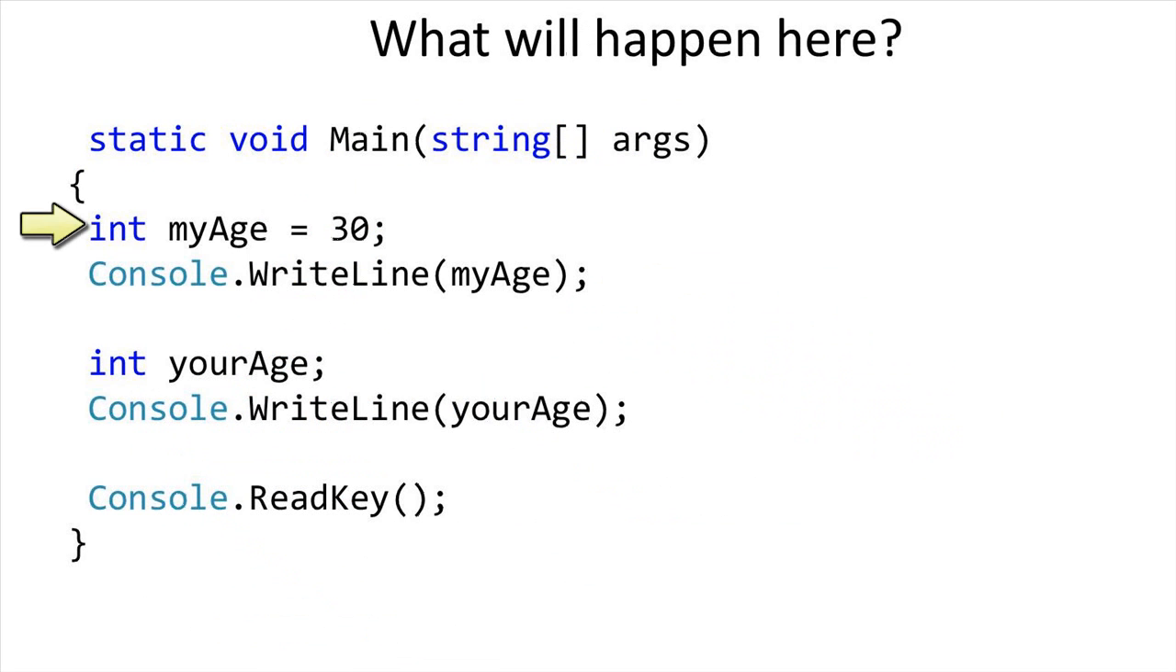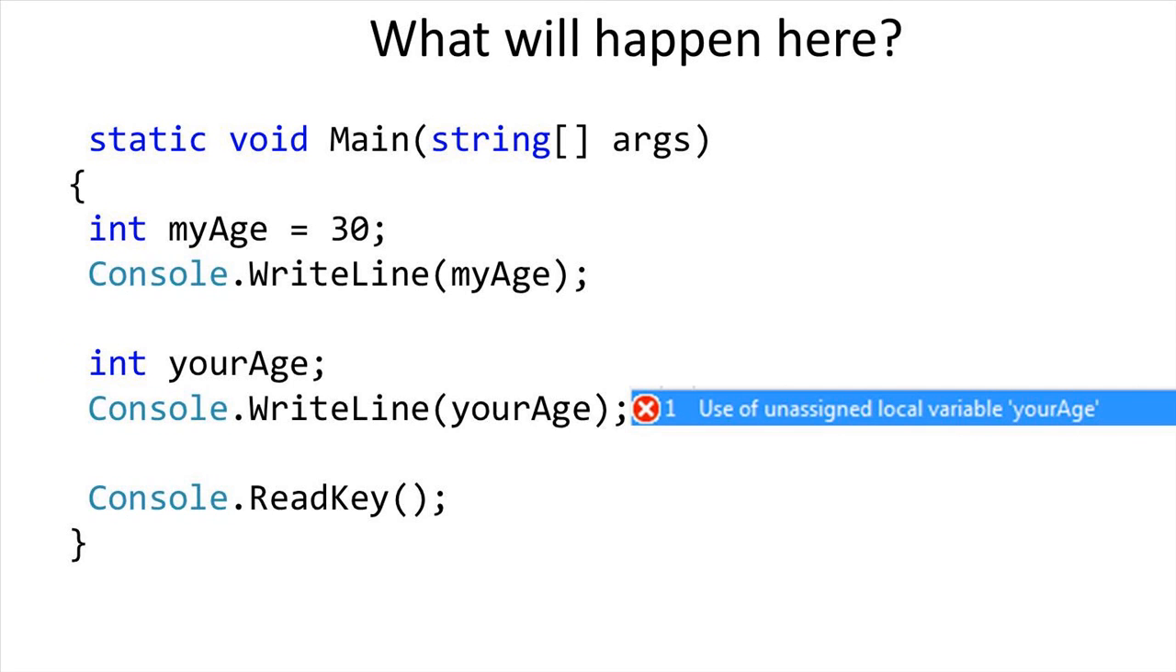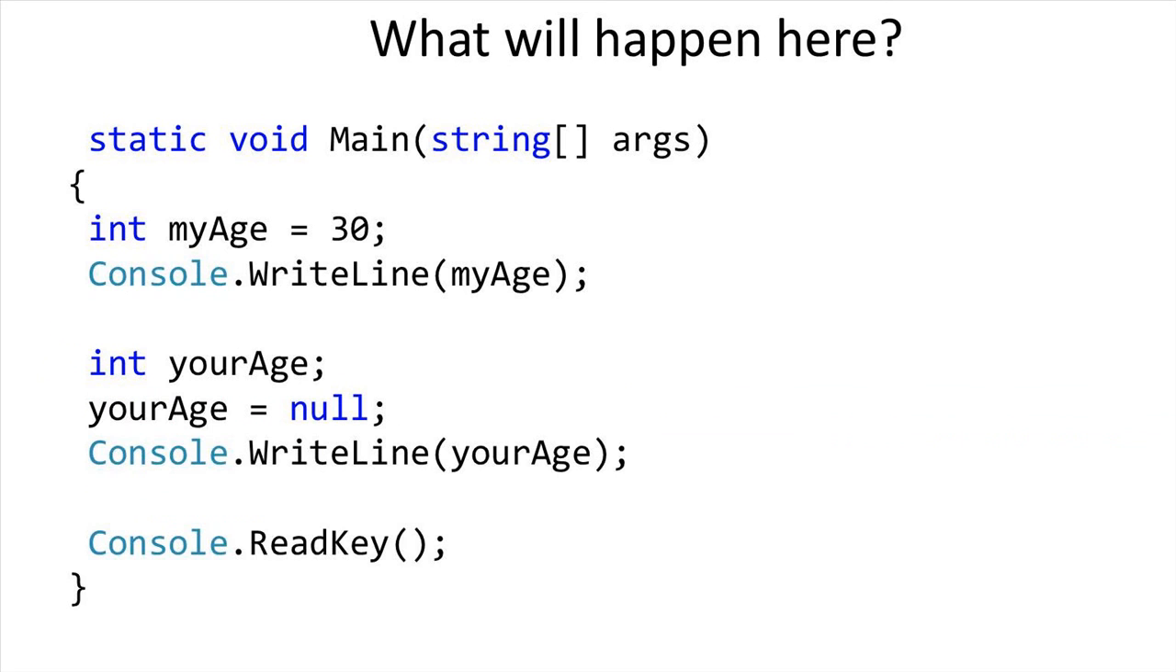In this code, we have a myAgeInt, which was set to 30. The yourAgeInt has not been filled in yet. What's going to happen when we try to run this code? We will get an error since we can't use an unassigned variable in a write line. To show that we didn't forget, this is really a null, we're going to explicitly assign it a null. That way the Console.WriteLine is going to be happy.